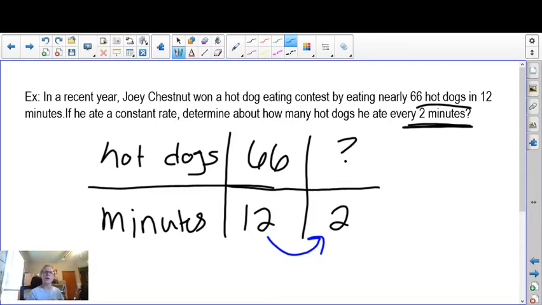So 12 divided by what gives me 2? Well, if you're not sure, what is 12 divided by 2? And that should be my answer.